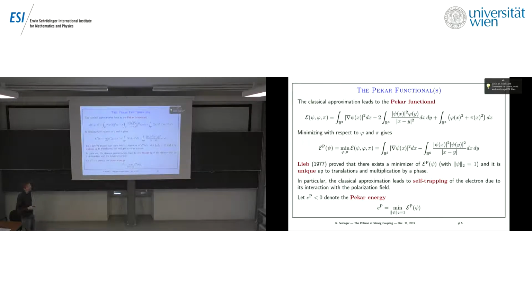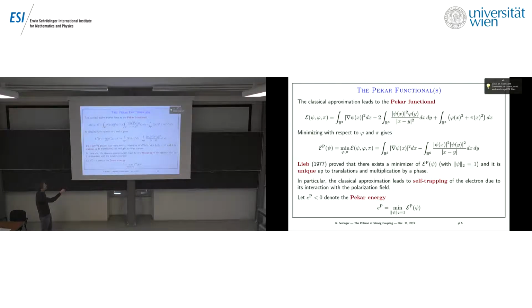So this is sort of the classical version of the polaron model. The electron is still quantum, right? So there's an electron wave function psi. So the kinetic energy of the electron is, as usual, the integral of grad psi squared. But now, you see, if you go back here to the field energy, this was just the sum of the oscillator energies, right? So this is now classical, so it's just the integral of phi squared plus pi squared. These are sort of classically the canonical conjugate variables for this oscillator field, phi and pi.